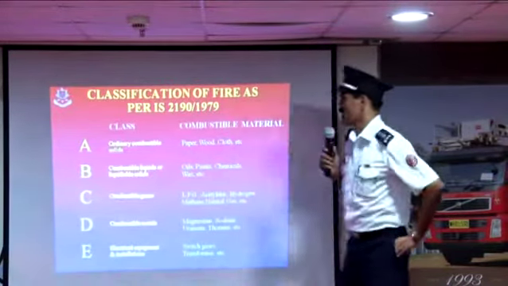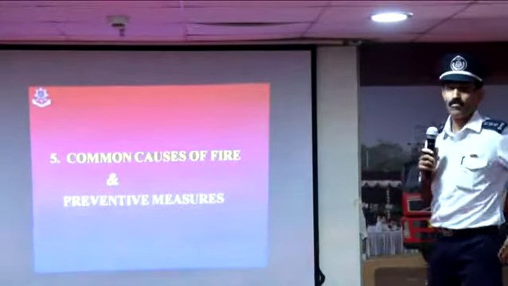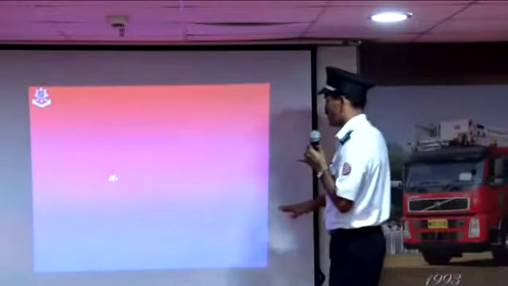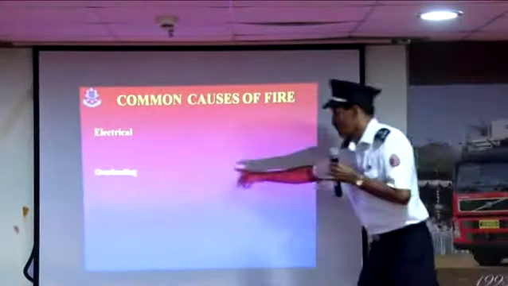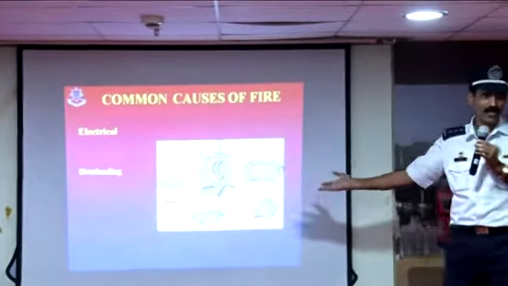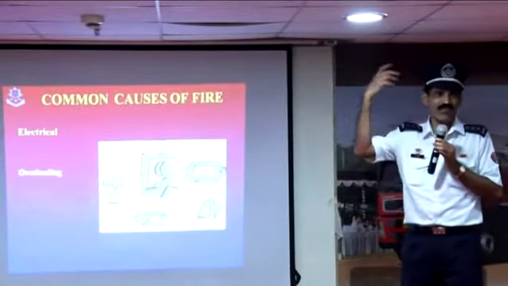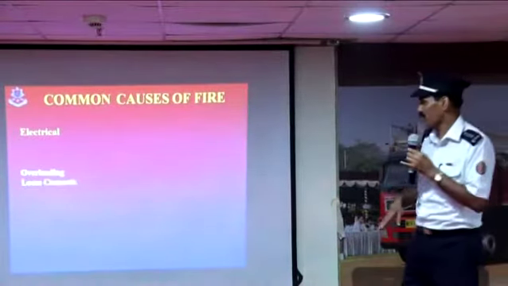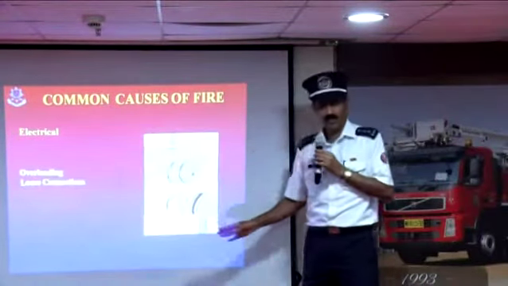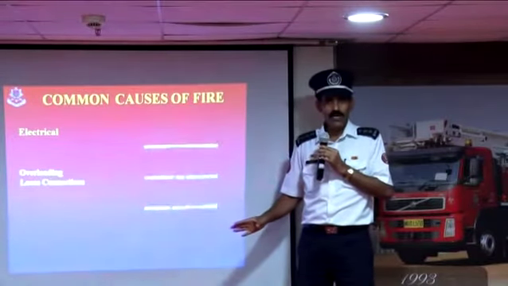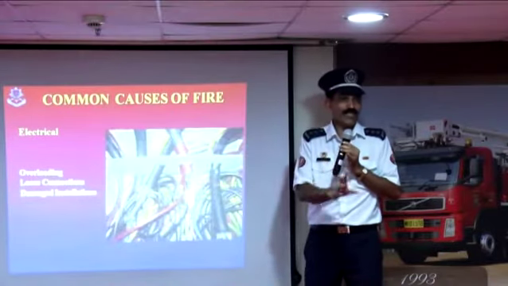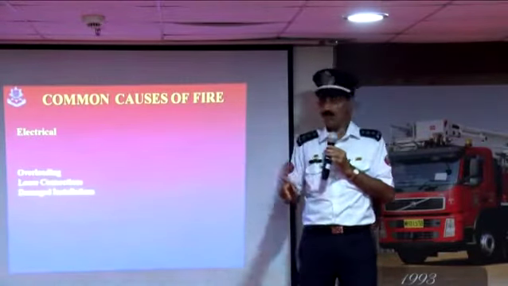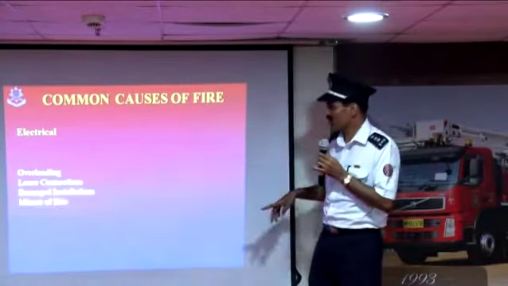Now let's go to the next slide. Now common causes of fire and preventive measures. First one, electrical. One we have already gone through, overloading. Using an adapter, drawing more than 5 ampere or rated current. Loose connection. We give a lot of time to Facebook and WhatsApp, but we don't get time to insert this pin inside. So, loose connection. Then we use damaged insulation, misuse of electric rooms.